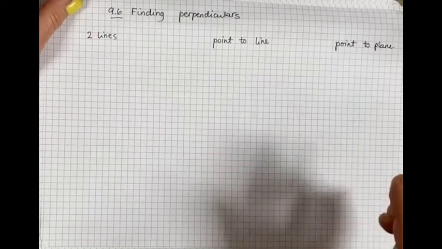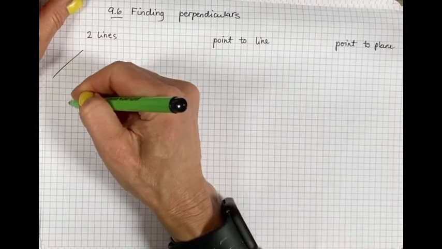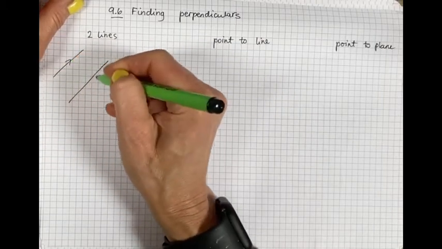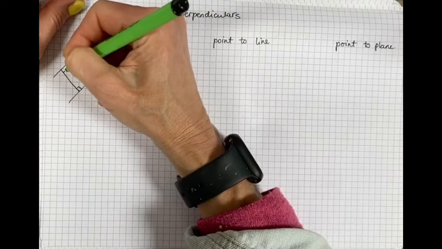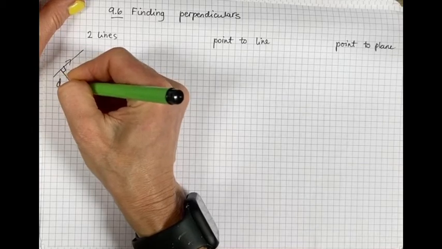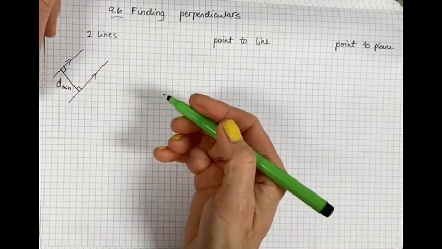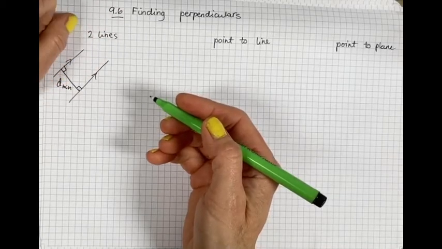So if you've got two straight lines, obviously your two lines could be parallel to each other, and then the shortest distance always makes a right angle to both of those lines. So this is going to be your D min, if you like. That's the shortest distance. That's a perpendicular distance. It's going to be perpendicular all the way through.